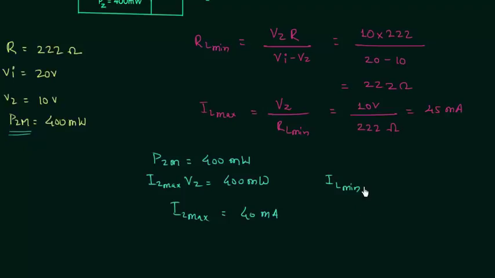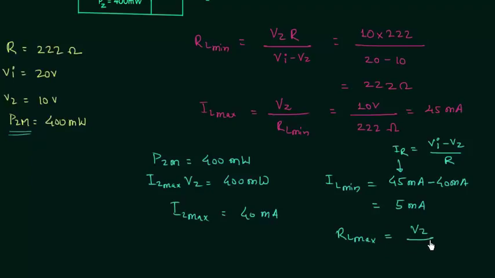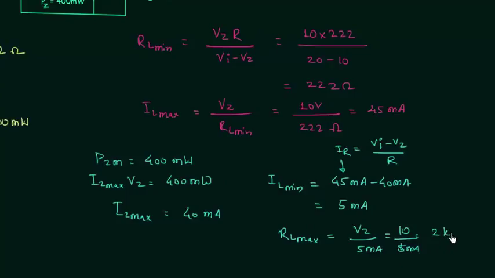IL minimum load current, and this is equal to 45 milliamps minus 40 milliamps. 45 milliamps is the value of IR. IR is equal to Vi minus Vz divided by R. You can calculate it and it will be equal to 45 milliamps. So IL minimum is equal to 5 milliamps. Now we can easily calculate RL maximum, the maximum value of load resistance, and this is equal to Vz divided by 5 milliamps. Vz is 10. 10 divided by 5 milliamps is equal to 2 kilo ohms.